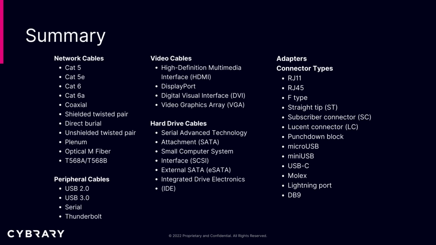Okay, in this lesson and the previous lesson, we covered a lot of information. We started off talking about different network cables and the Ethernet connection protocol. Then we talked about our peripheral cables, the USB 2.0, 3.0, and the different serial, Thunderbolt, and other types of cables. We covered video cables, hard drive cables, adapters, and also connector types.